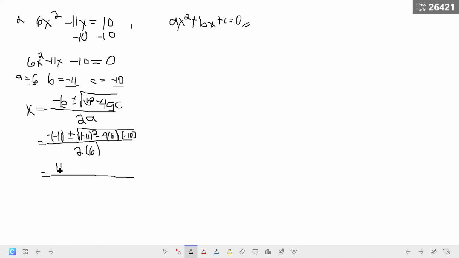Therefore, it turns positive 11. Then plus minus square root of negative 11 times negative 11. So that is negative 11 squared. The answer is positive 121.